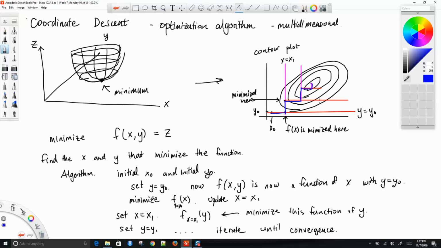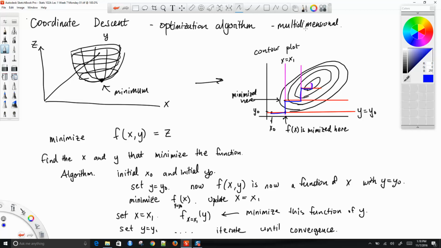Okay, and so when you do your homework, you just have to re-express your function. So you're going to have to say, if I set y equal to something, can I turn this into a function of just x, and then can I turn this into a function of just y? Okay, and you'll need those two functions because those are the functions that you're going to plug into your minimization algorithm.